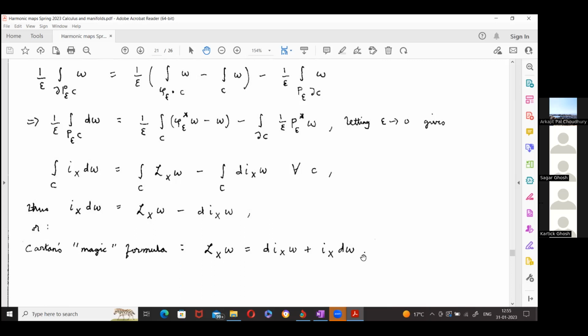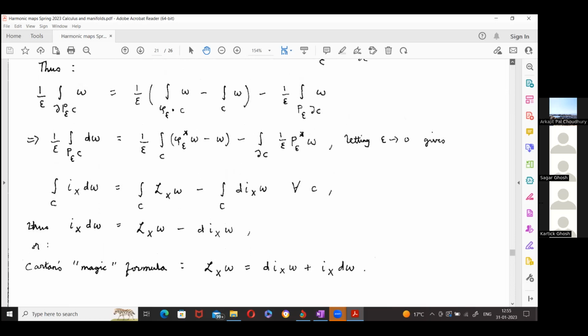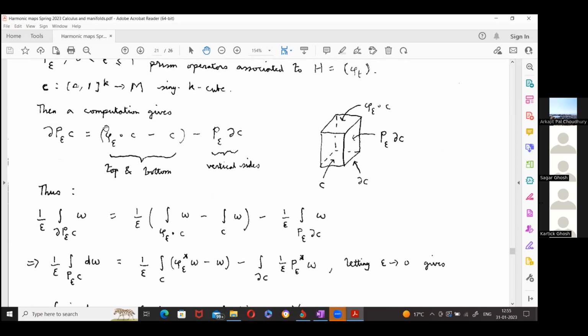So Cartan's formula is often called an infinitesimal homotopy formula, right? Because it's coming by considering a homotopy and then letting the time in the homotopy become infinitesimal, right? Is it clear? Yeah, so this formula, in a sense, is the dual of this formula here for the prism operator, for the boundary of the prism operator. Okay.